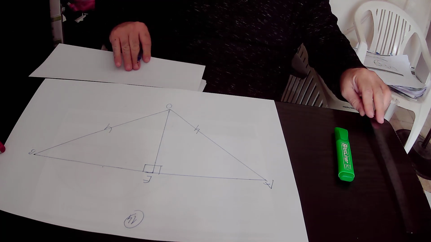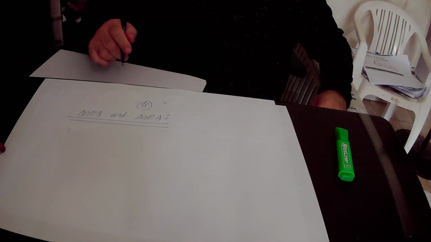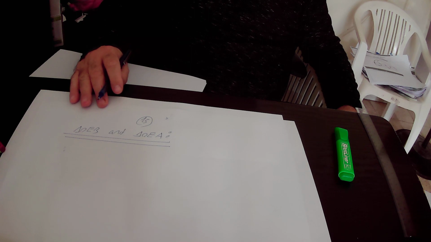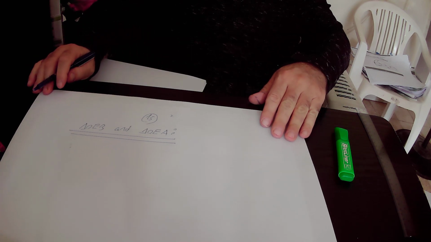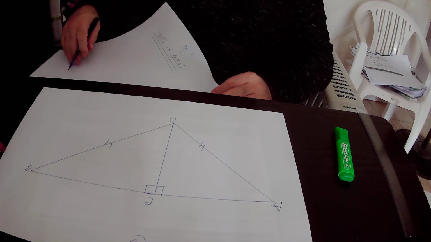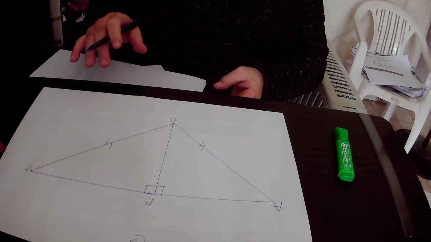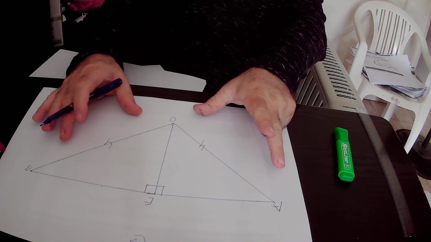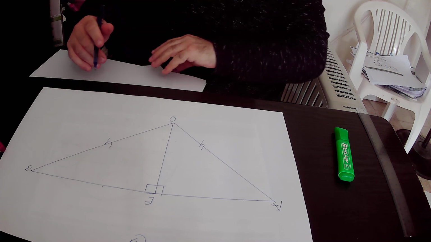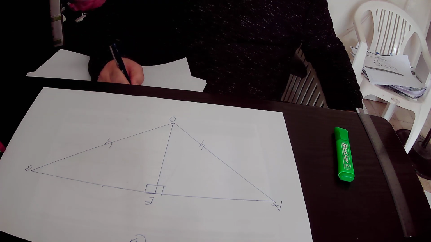I will repeat again. We will prove the right triangle OEB is congruent to the right triangle OEA. So first of all, we know that OB equals OA. They are both the radiuses of the semicircle. So OB equals OA equals 4 units.